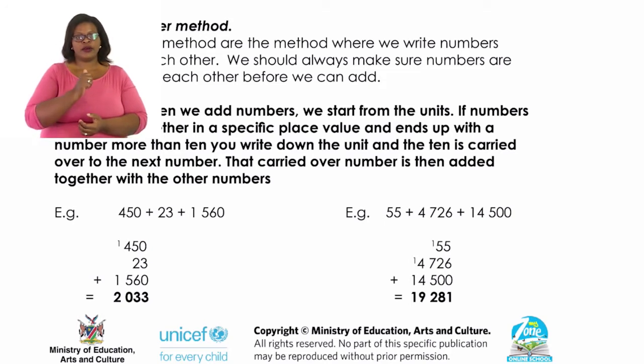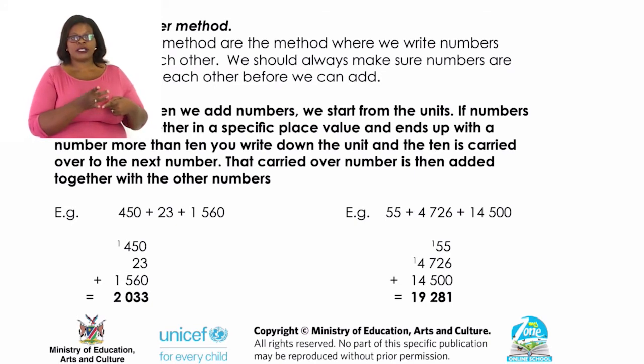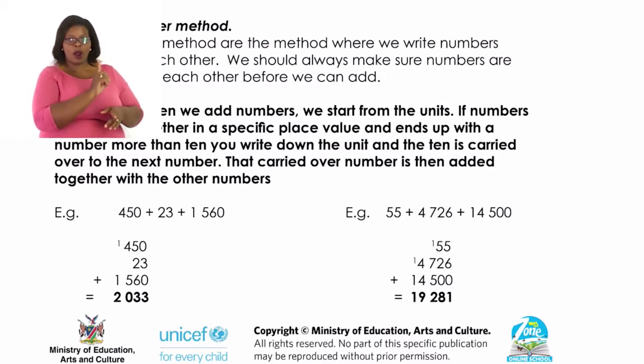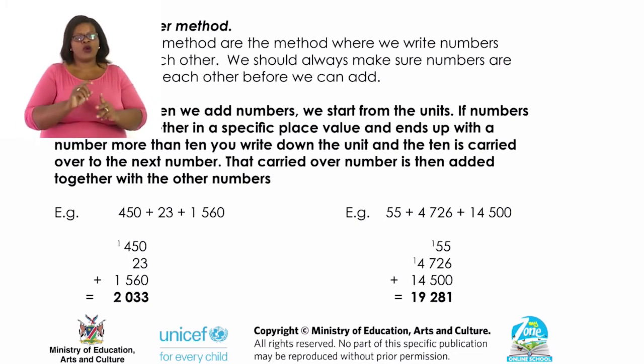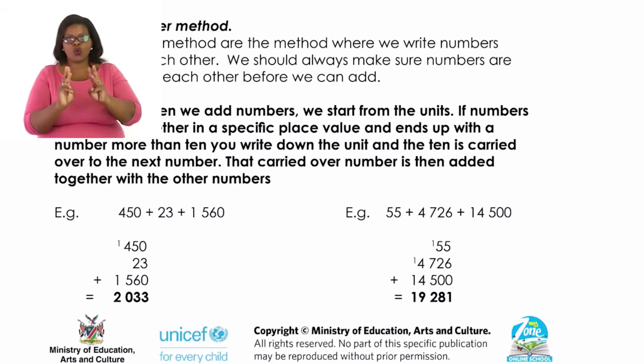Now we add our thousands. 4 plus 4 equals 8, plus the 1 that was carried over, and that is equal to 9. And then we add our 10,000s. There's nothing carried over, and we only have 1 ten-thousand, and 1 plus nothing equals 1, and our answer is 19,281. So that is pen and paper mode. So the most important thing here, guys, is to make sure your numbers are written correctly underneath each other.